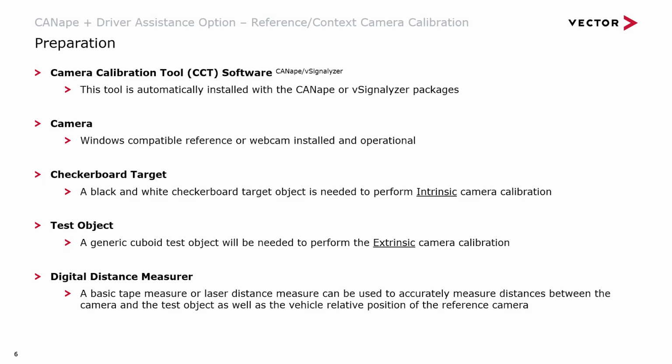Before you begin the dynamic part of the procedure, some preparation is recommended. First, the CCT software is available from within the CANape environment as part of the default installation. Second, you should confirm that your installed reference camera is operational. Next, you will need a chessboard target, which is a black and white checkerboard plane. I will provide the specifics of the checkerboard in the following slides.